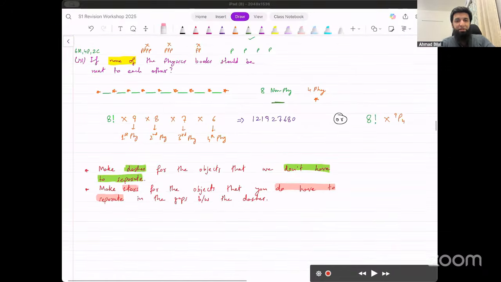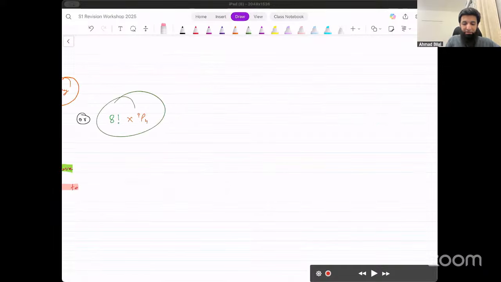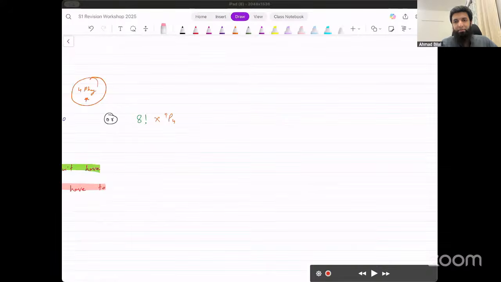So what you need to remember in such cases is, we are going to use this method when we want to separate all objects of a particular type. The objects that we have to separate, we represent them using stars. The other objects, we represent them using dashes. We make dashes, and then in the gaps between them, we have stars, and then we just do something like this, and that gives us the result.